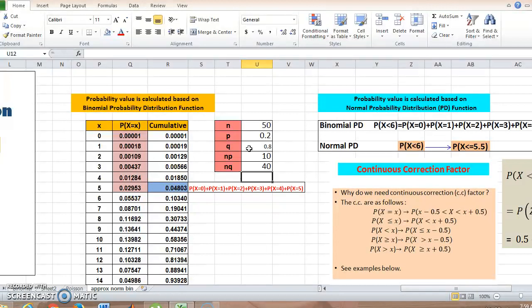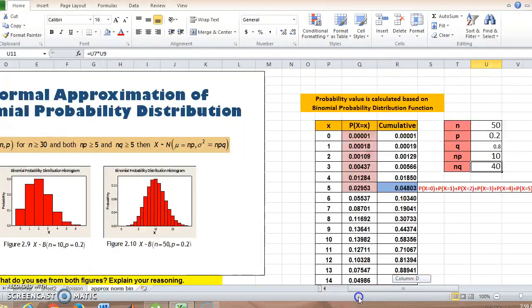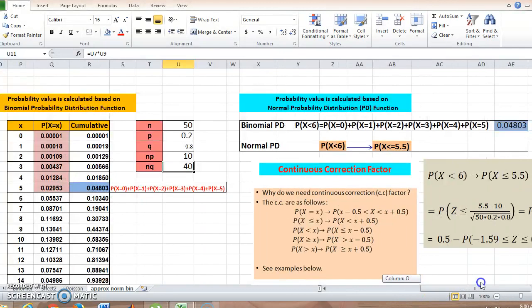So let us check the three conditions. The first condition is n at least 30. In our case, n is already more than 30. The two conditions, multiplication should be at least 5. So both of these multiplications are greater than 5. So let us take a look at one example.